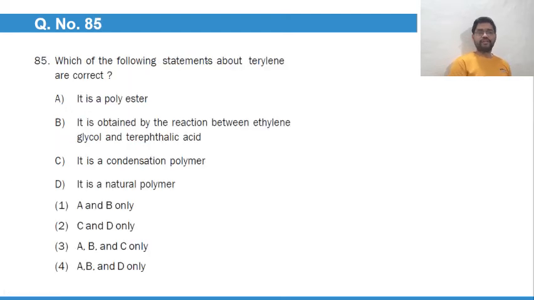84. Which of the following statements about terylene is not correct? Again, you have to fixate on the correct statements about terylene. So let us start with the correct statements. It is a polyester. True. It is obtained by the reaction between ethylene glycol and terephthalic acid. True. It is a condensation polymer. True. It is a natural polymer. False. So ABC is true. So we'll go with option number 3.